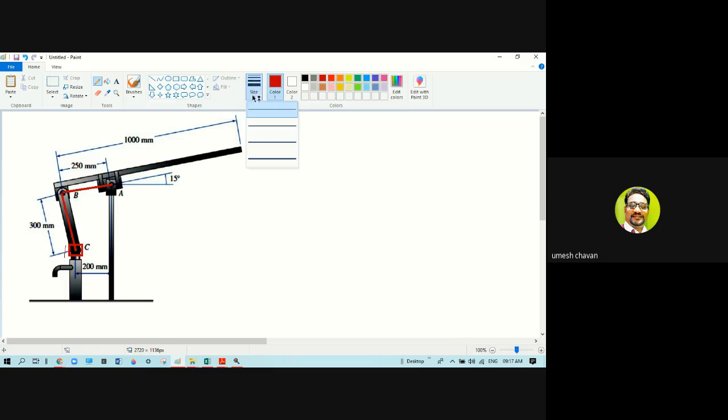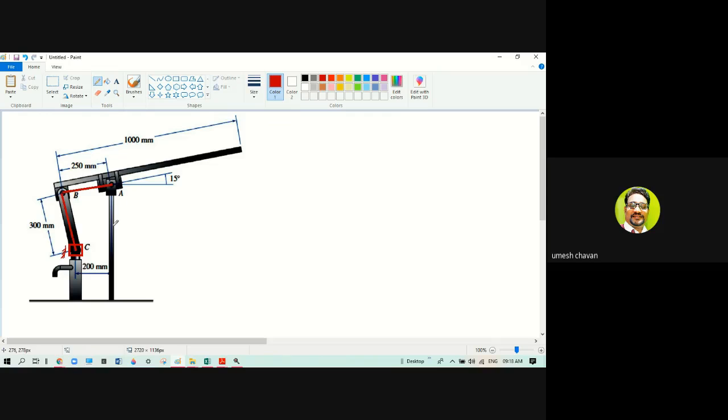Keep the hatching line here. So this hatched line indicates it's a cylinder. So piston is one link, this connecting rod is second, and this handle is the third.